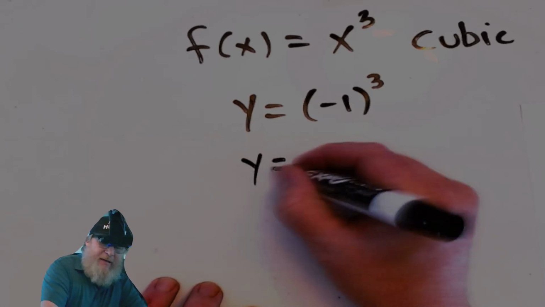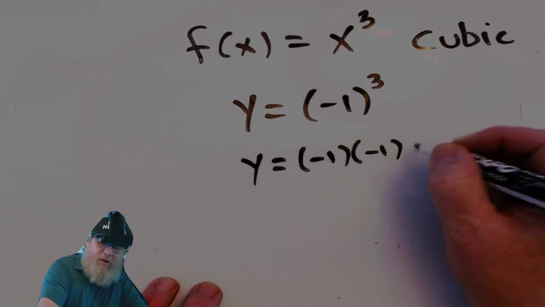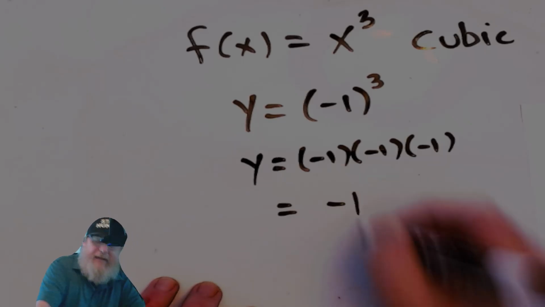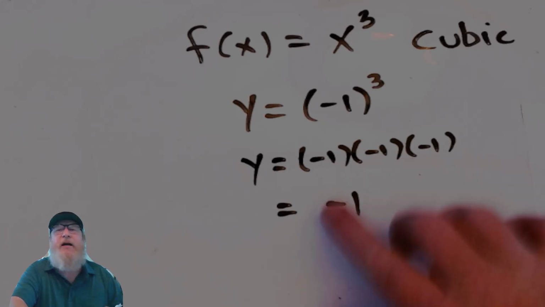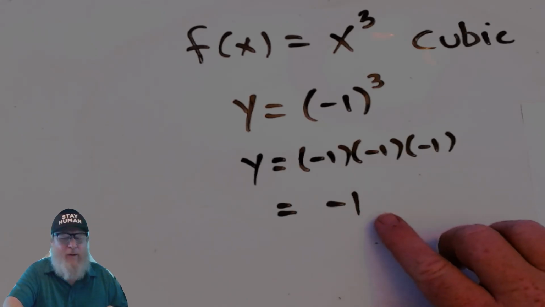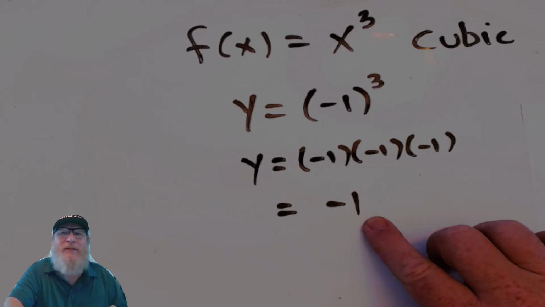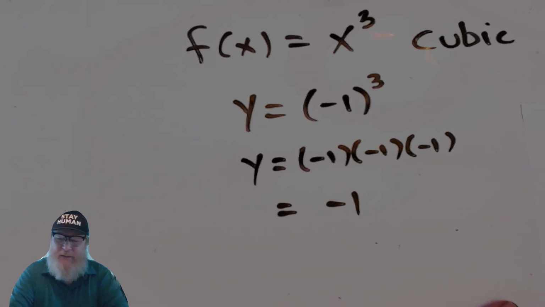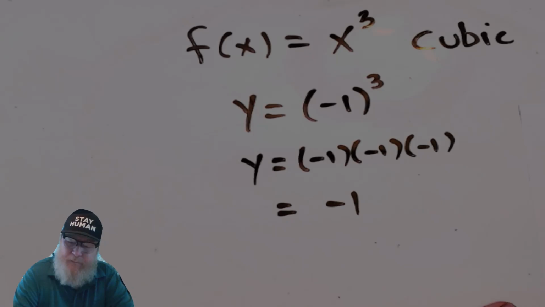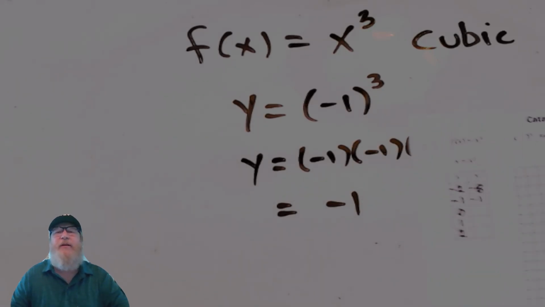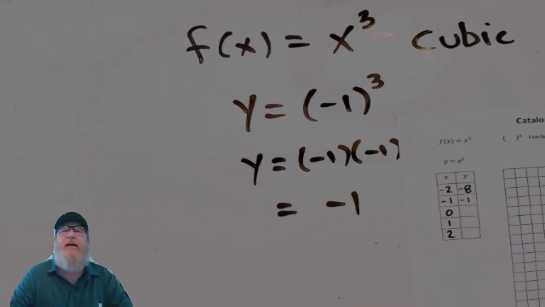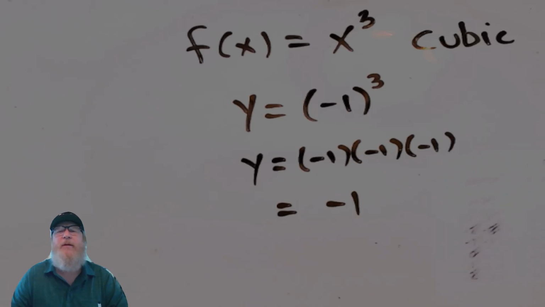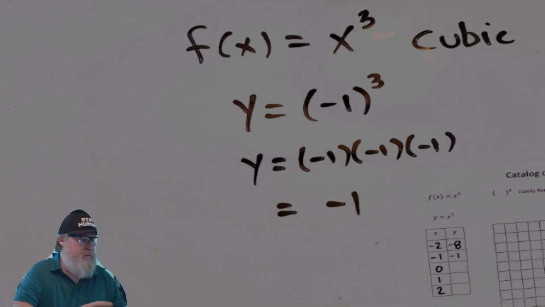So you have -1 times -1 times -1. Pretend like I'm doing this in time-lapse video and I'm going really, really fast like this, and you won't be able to hear me talk. Although I think you can probably hear me. Can you? I've never watched the videos in time-lapse. The input was -1 and the output is also -1. So you get -1, -1. All right.